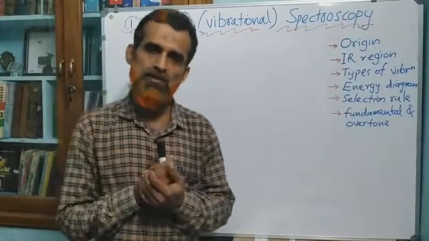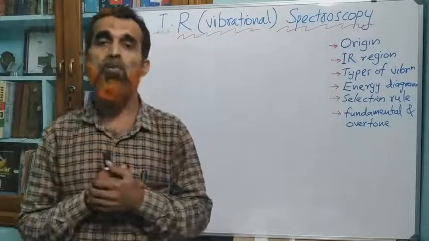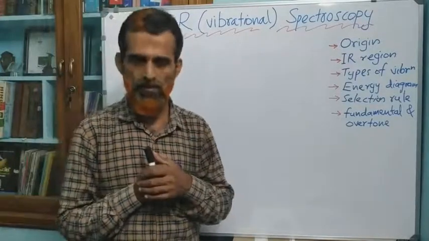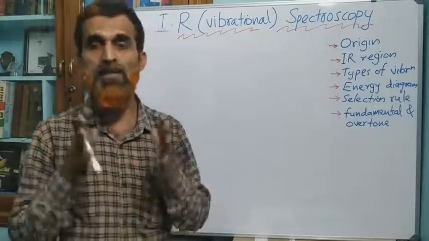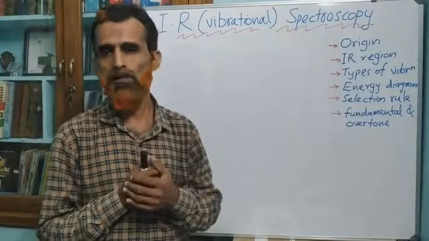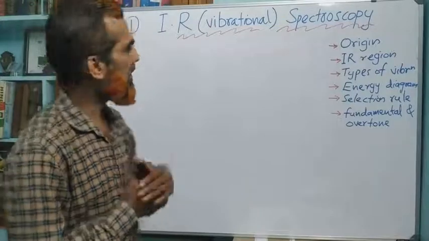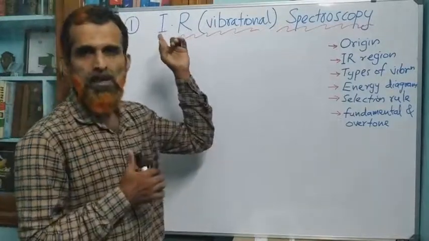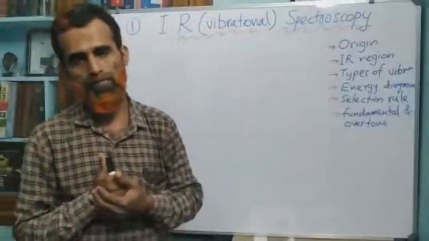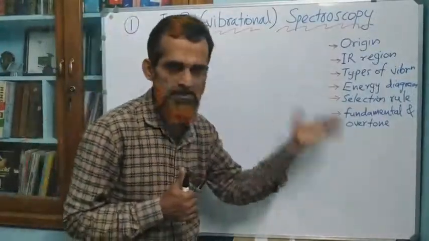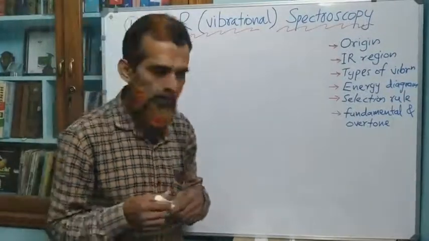In the previous two classes, we had made a brief outline of what spectroscopy is. From today onwards, we will discuss the details of three different types of spectroscopy with special emphasis on their application. Today we start the first one, that is IR, infrared or vibrational spectroscopy. We have to discuss various fundamental principles related to this spectroscopy.